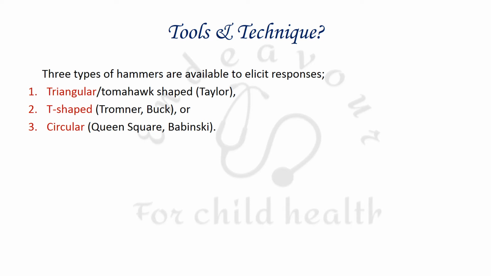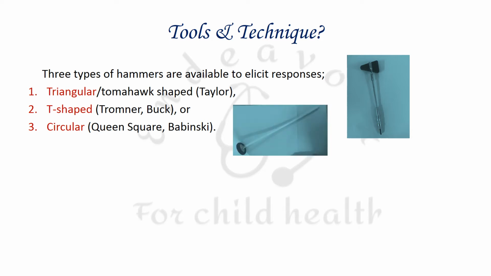So there are three types of hammers available to elicit these stretch reflexes, depending on the shape of the head of the hammer. First is the triangular or tomahawk shaped, which is the Taylor hammer, which we classically use. Next one is the T-shaped Trömner or Buck hammer, and the last is the circular Queen Square or Babinski's hammer.